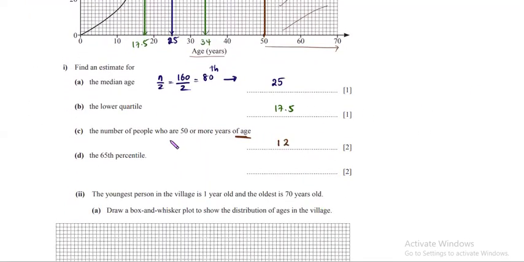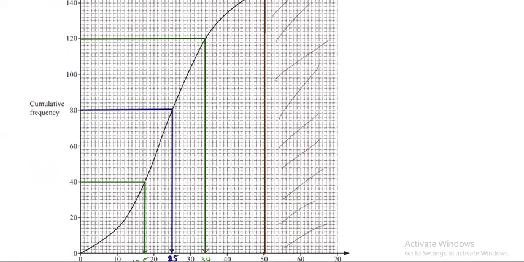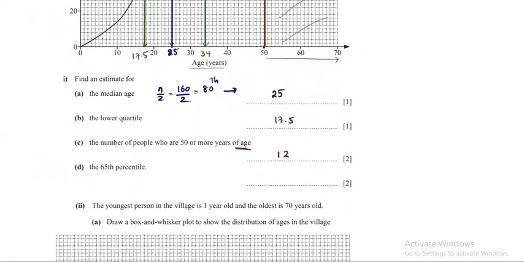But if the question was, what is the number of people who are less than 50? In that case, you would do the same thing. You would draw the line up like this. But in that case, it's going to be from 148 and below. So that's going to be the difference between 0 and 148, which is 148.